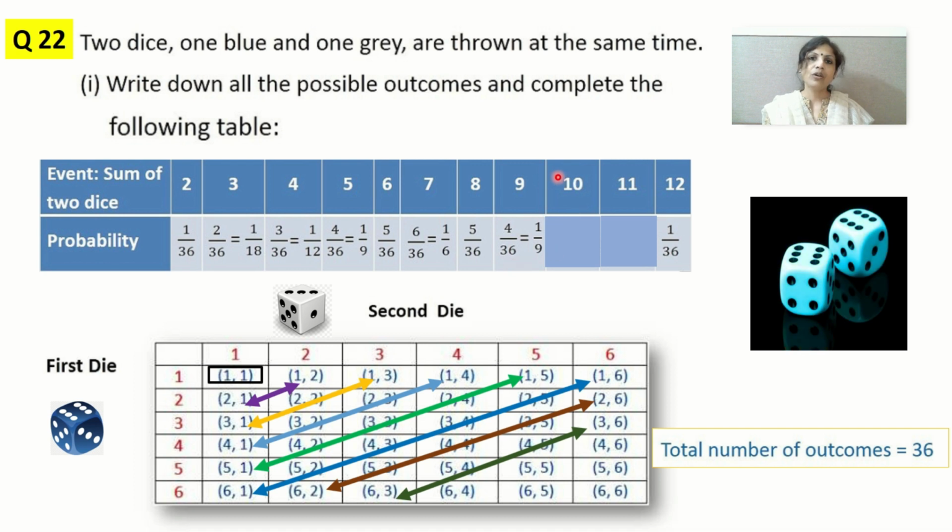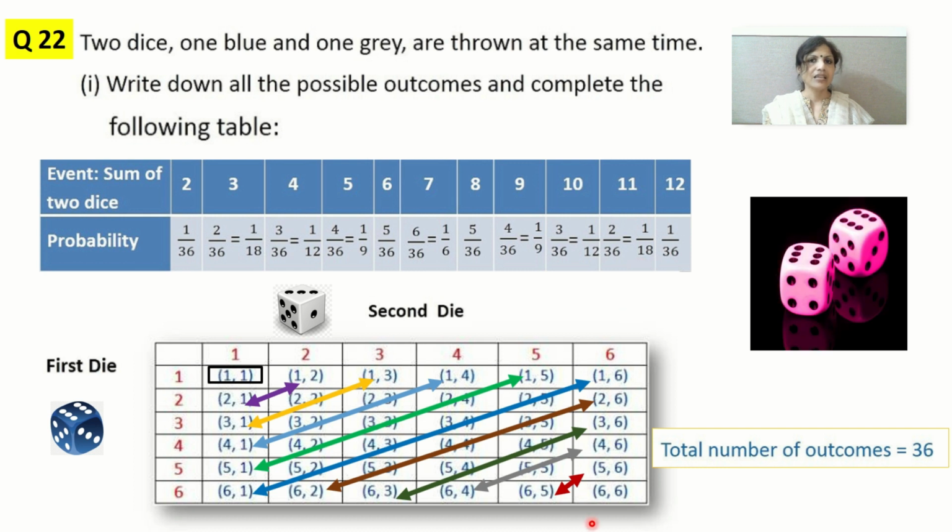The next is, what is the probability that the sum of the numbers on the top of the dice is equal to 10? Check out this. There are 3 favorable outcomes. So 3 upon 36, which is equal to 1 upon 12. Next is, what is the probability that the sum of the numbers on the top of the dice is equal to 11? These are the 2 favorable outcomes. So the probability is 2 upon 36, which is 1 upon 18, right?